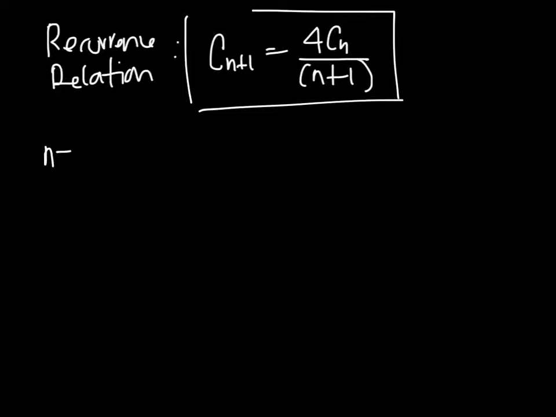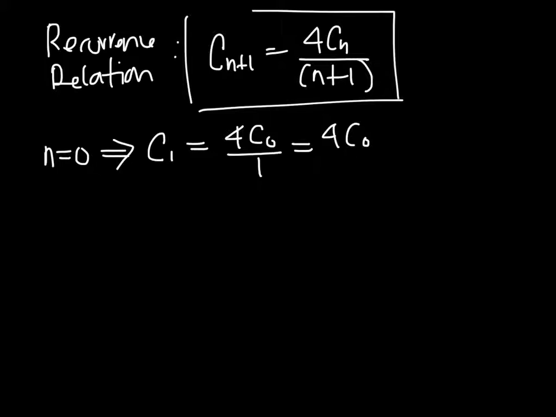So I'm going to start with n equals 0, because my original series started at 0. If n is equal to 0, that just means I'm going to plug in 0 for this, and 0 for this. So I have C0 plus 1, or C1, which is 4C0 over 0 plus 1, which is 1. And then this just simplifies to 4C0. Okay, so C1 is equal to 4C0.